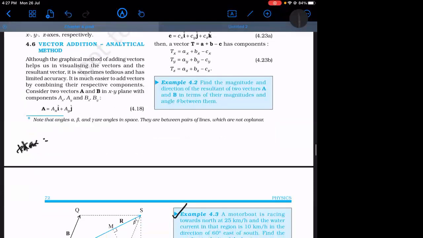Tan alpha is equal to B sin theta divided by A plus B cos theta. Do you remember this? Yes, sir. You have to apply it.